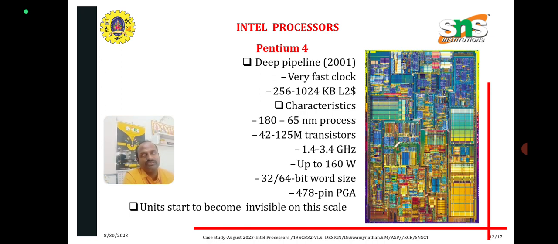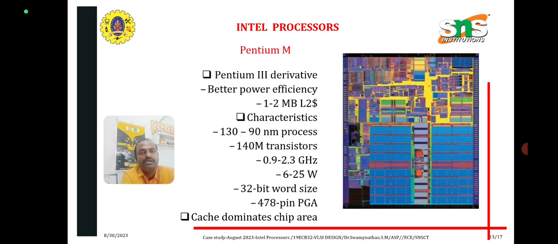And next we are using the 478 pin. And next we are using the Pentium M. So, a Pentium 3 derivative, with battery power efficiency and 1 to 2 MB cache size. The characteristics are 130 to 90 nanometer, and the transistor count will be 140 times 10 to the power 6 transistors, and the clock frequency is 0.9 to 2.3 GHz, and the power is 6 to 25 watts, and word size is 32-bit, and the pin is 478.